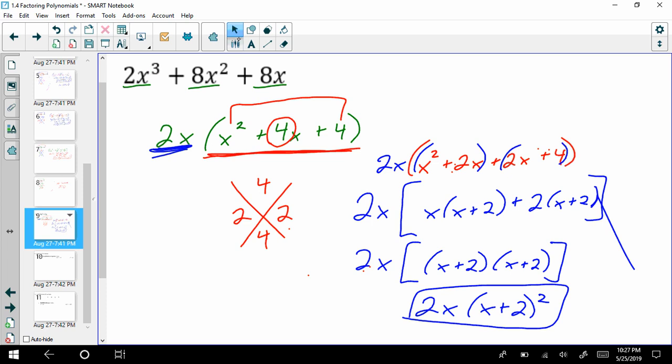So if you factor something out right away, just carry it down. Don't lose it. It's got to stay part of the answer.